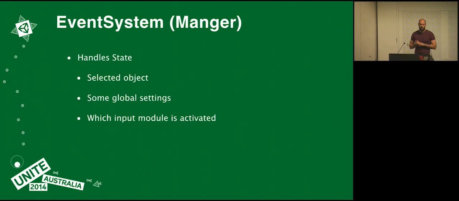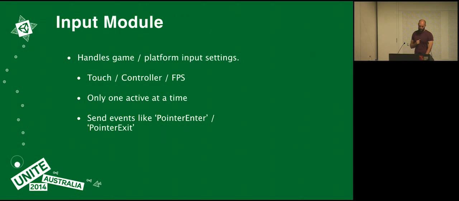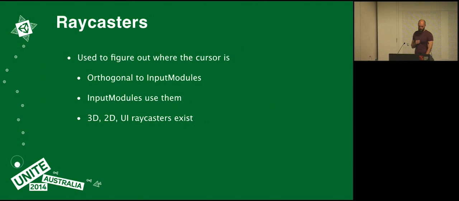So the Event System Manager is responsible for handling state. It manages things like the selected object, some global settings, such as touch threshold and things like this. And it also manages which of the input modules is currently configured and activated. The input module, as I mentioned earlier, handles game or platform-specific input settings. So if you're using touch or controller or FPS modes, we only currently allow one input module to be used at a time. You could change this if you wanted to with the source code. And it sends events like pointer enter and pointer exit. And raycasters are normally used for figuring out where the cursor is or what you're trying to look at.